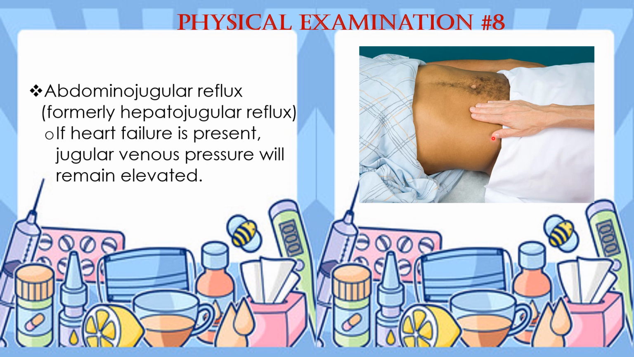This maneuver forces the hepatic venous blood into the vena cava, thus elevating the venous blood volume and pressure. While you are applying pressure, you have to watch the patient's jugular vein level. A healthy person is able to pump the extra blood through the heart within a few seconds. So the jugular vein pressure will rise for a few seconds and then rapidly diminish to previous levels.